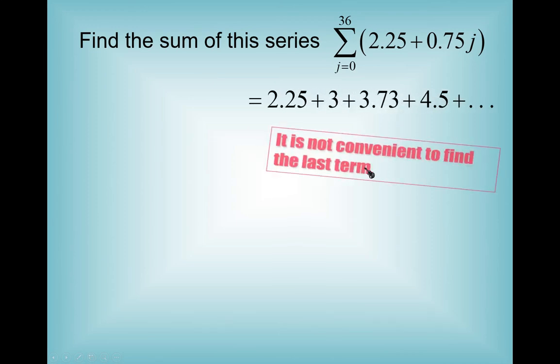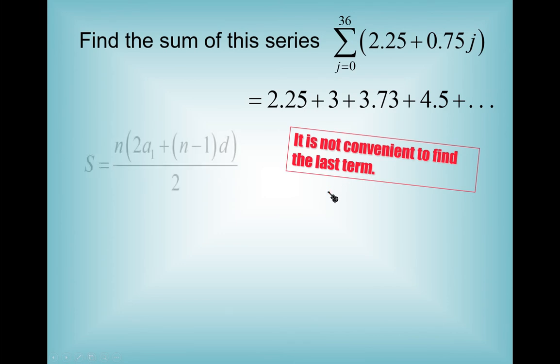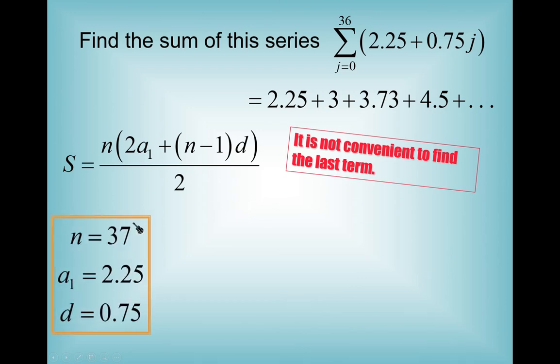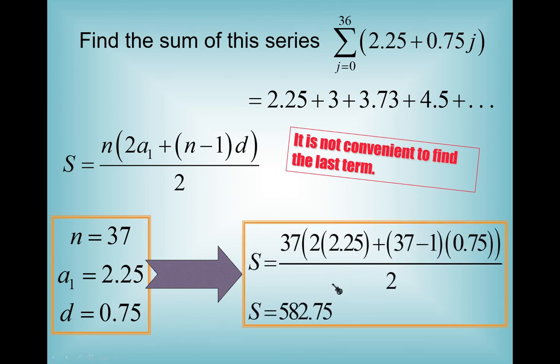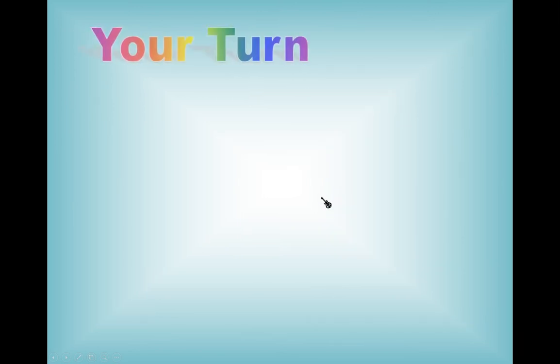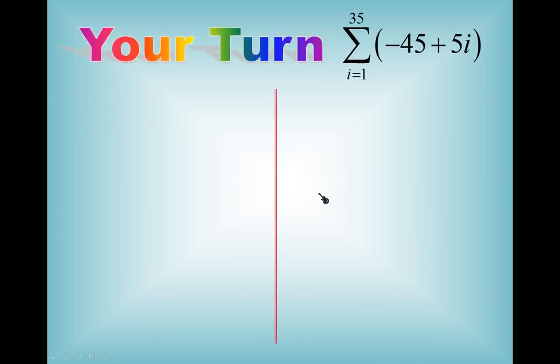So let us find the sum of the series. Ayan. Yan yung given. It's not convenient to find the last term. Gamitin natin yung formula ng binigay. Ayan. So identify natin yung mga terms. So N is 37. Then A sub 1 is 2.25. Then difference is 0.75. Ayan. Substitute lang natin. Paulit-ulit. Then the answer is 582.75. Your turn. So, yan yung given.